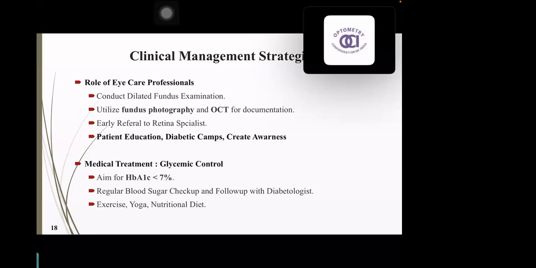So the cornerstone of the management remains tight glycemic control. Aim for HbA1c to be less than 7%, along with optimal control of blood pressure and cholesterol. So lifestyle changes such as balanced diet, regular exercise, weight management, and avoiding alcohol and smoking all have significant impact on ocular outcomes. We must also educate patients about the importance of regular eye checkup. Organizing diabetic eye camps, public talks, or awareness drives can help people understand this condition and prevent blindness at a community level. In short, management is not just about what we do in the clinic, it's also about how we educate and motivate patients to take charge of their condition.